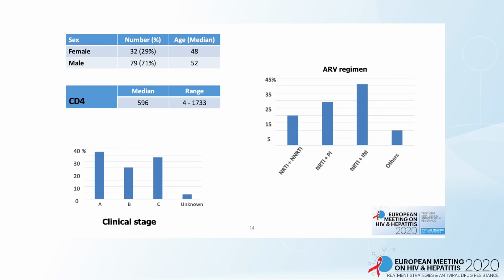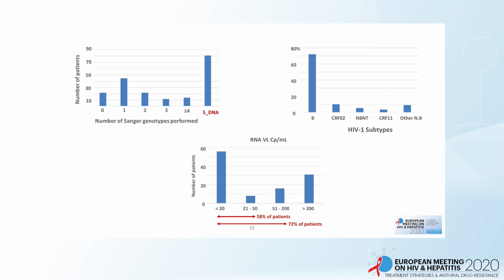The main characteristics of the study population are: there are 29% women, 60% of patients are in CDC clinical stage B or C, and about 40% of patients are on a therapeutic regimen including an integrase inhibitor. The main virological characteristics are: about 82% of patients have at least one RNA genotype, and 72% of patients had the DNA genotype by Sanger methods. In over 70% of cases, subtype B was found. At the time of sampling, 58% of patients were in virological success.